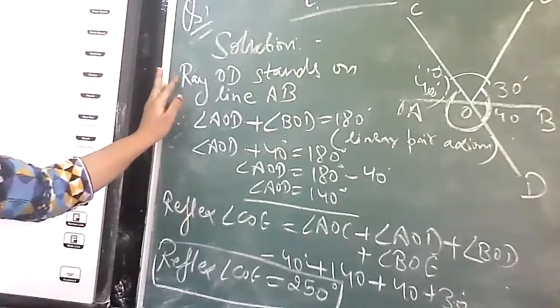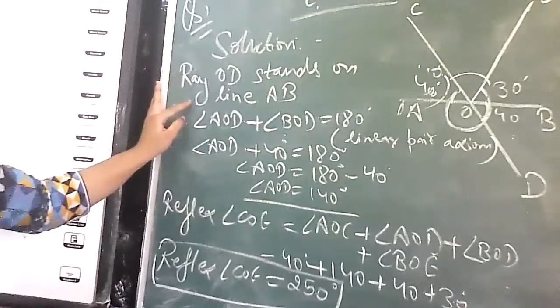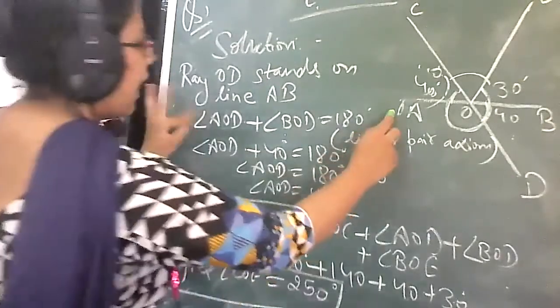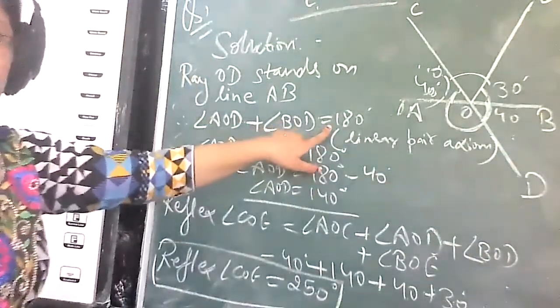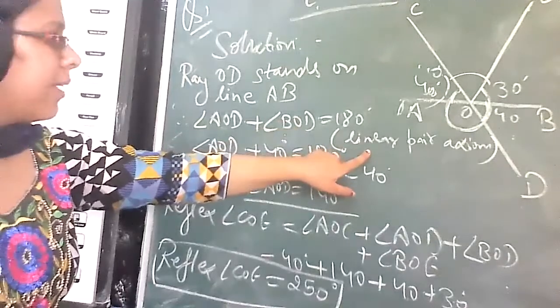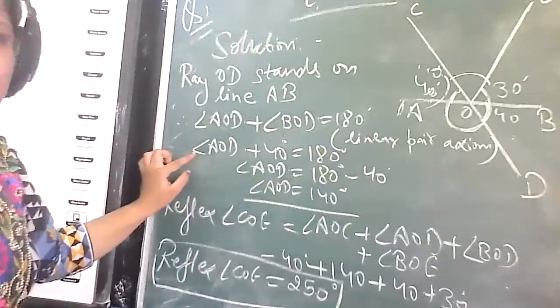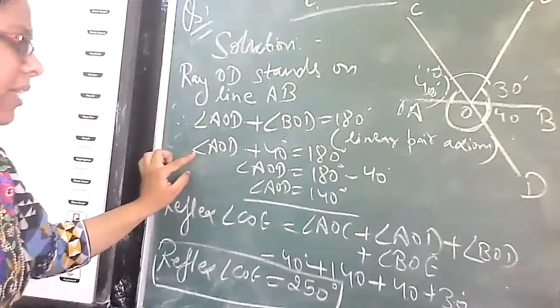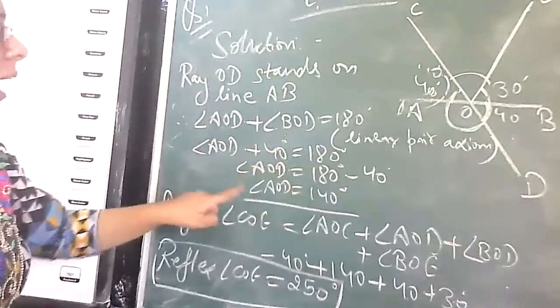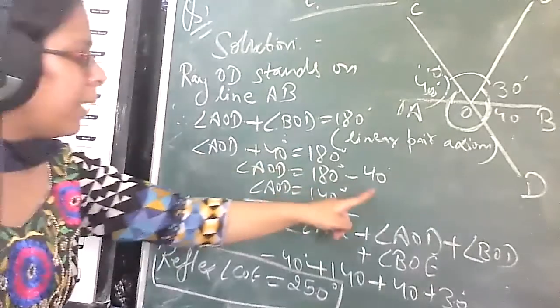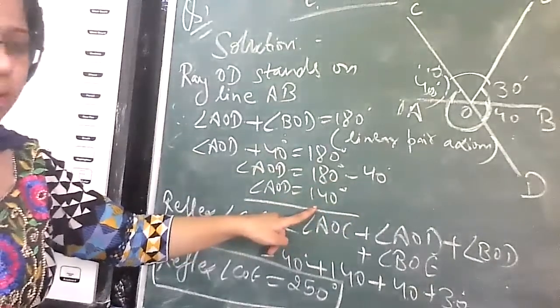As we all know, class, ray OD stands on line AB. Therefore, we can say that angle AOD plus angle BOD will be equal to 180 degrees by linear pair axiom. Since we have to find angle AOD, you will write angle AOD as it is, BOD is 40 degrees, 180 as it is. That means angle AOD will be 180 minus 40, that is 140 degrees.